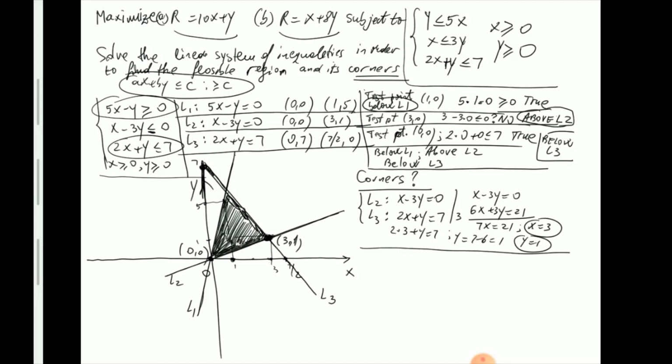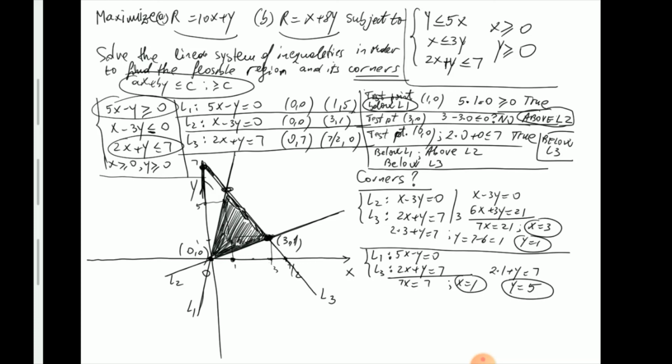The other corner left to find is the intersection between L1, 5x minus y equals 0, and L3, 2x plus y equals 7. We can eliminate y by simply adding the two. So 7x equals 7, that makes x equals 1. And we can go back to the second equation and plug in 1 for x, and that gives me y equals 7 minus 2, which is 5.